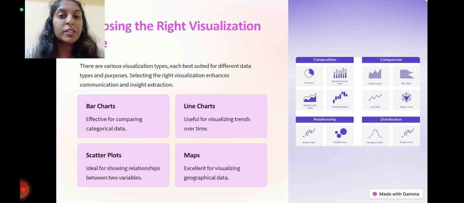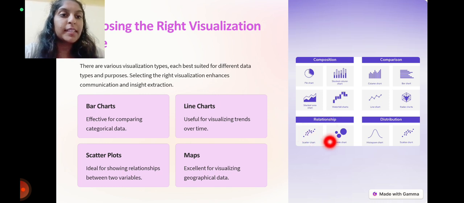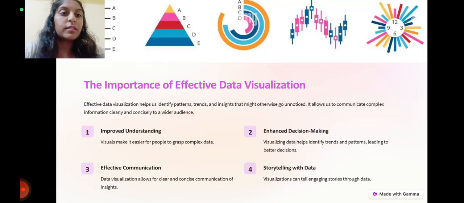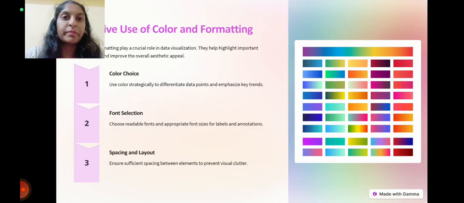And scatter plots are ideal for showing the relationship between two variables. Here these are the scatter points, showing the relationship and the distribution. And maps are excellent for visualizing geographical data. It is helpful for the geographical data.